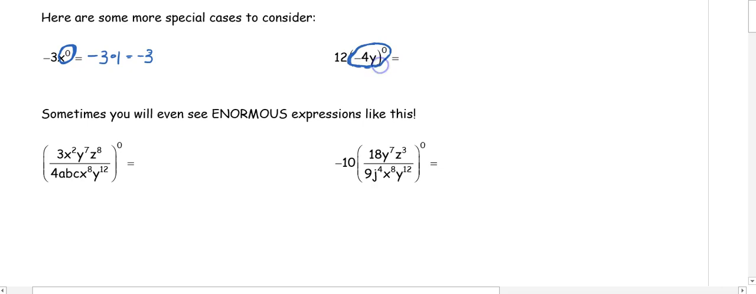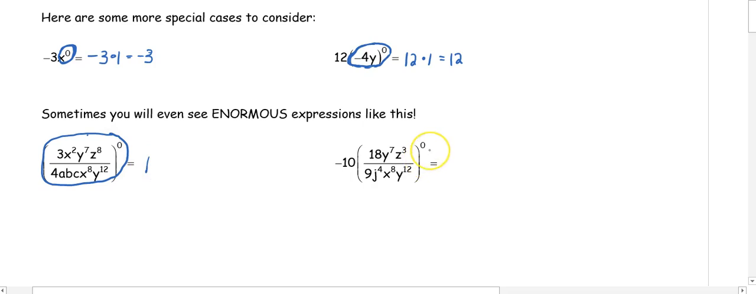So this exponent applies to everything in the parentheses to make that 1, but there's still a 12 there. So we have 12 times 1, which is 12. Sometimes you even have enormous expressions. So with everything that's in the parentheses, because there is a parenthesis here, this 0 exponent is applying to everything, so it's just equal to 1.